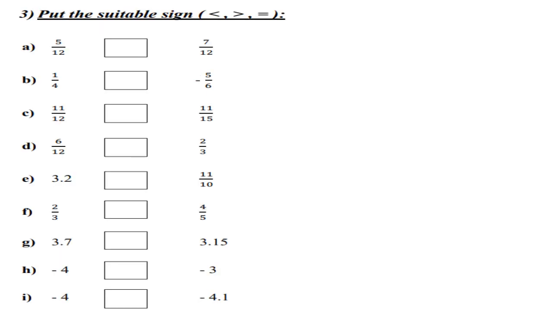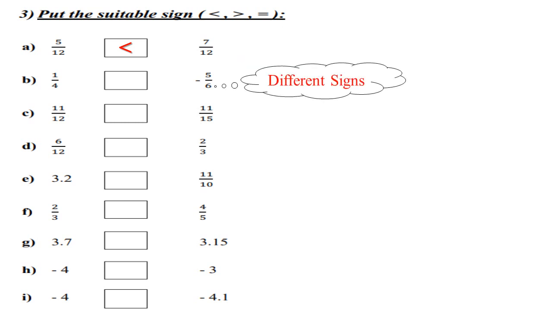Put the suitable sign: smaller than, greater than, or equal. A. 5 over 12 and 7 over 12. Here we have the same denominator, so this is a smart fraction. So 7 over 12 is bigger than 5 over 12 as 7 is bigger than 5. B. 1 over 4 and negative 5 over 6. Here we have different signs, so the positive number is bigger, so 1 over 4 is bigger than negative 5 over 6.